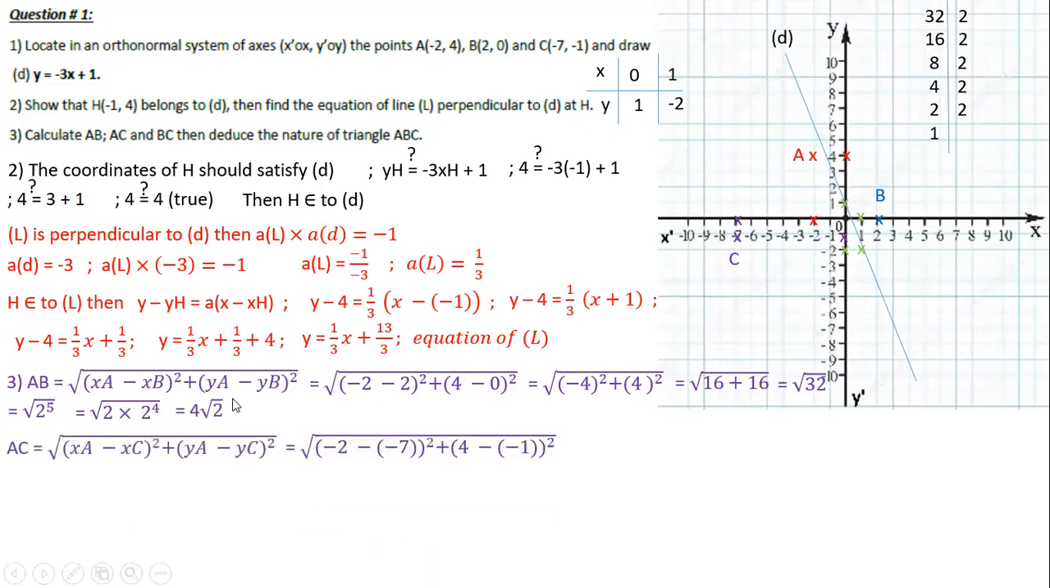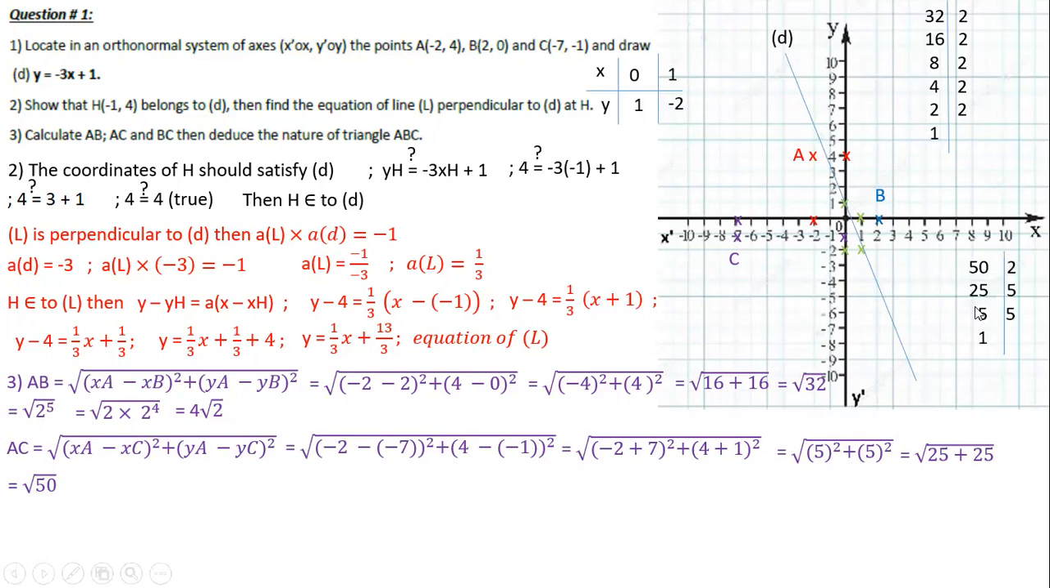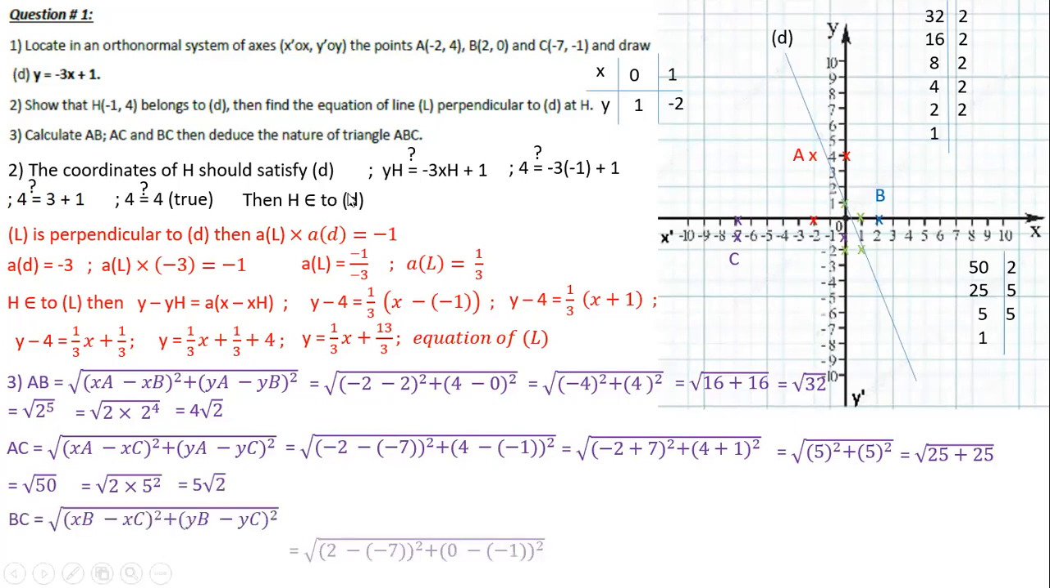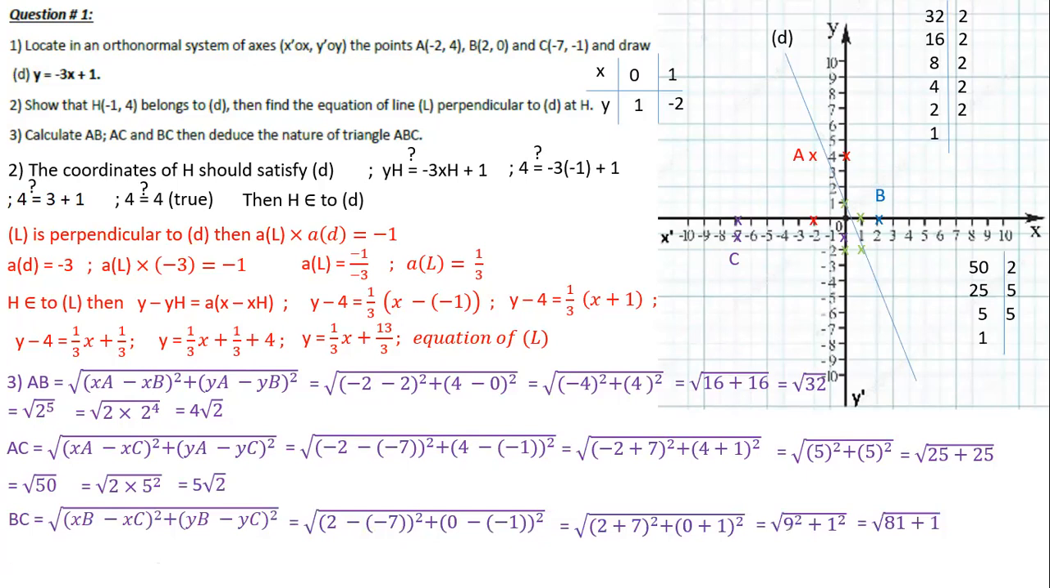In a similar way, we calculate AC, which is radical 50. Also, we make the prime factorization of 50. So we get AC is equal to 5 radical 2. Also, we should calculate BC. After calculating BC using the same rule, BC is equal to radical 82. 82 cannot be simplified since it is 41 times 2. We keep it as it is.